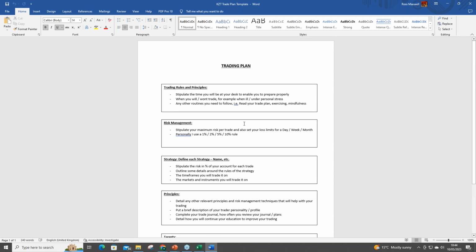Okay, guys, so moving on, is there any other questions around our trading plan? Is that clear in terms of the types of things that we should have in our trading plans?